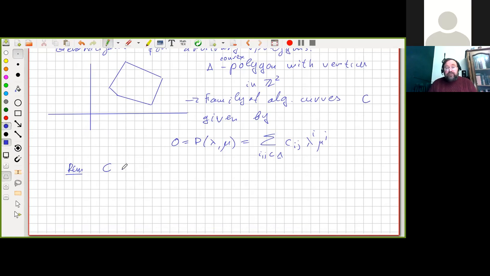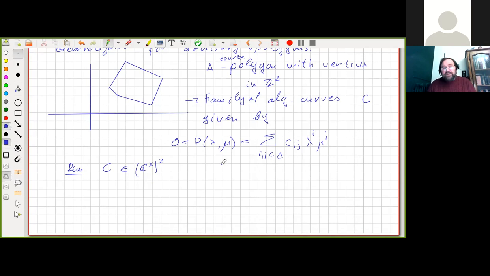So this is a curve in, so for all C belongs to... Since it's a Laurent polynomial, I imagine this curve is belonging not to C squared, but to C star squared. So this is, I exclude coordinate axes. So this is a curve. Apparently, the properties of this curve can be very easily read from this polynomial.